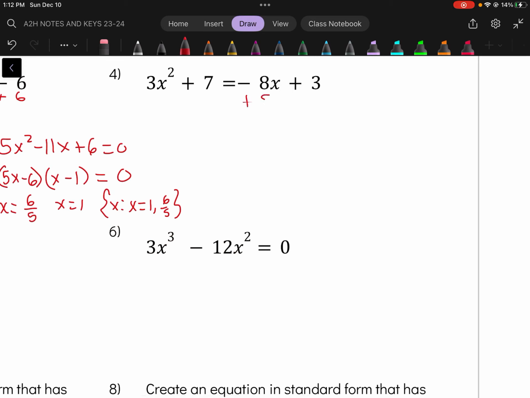All right, a couple more. Hopefully this one you saw it was going to be 3x plus 8x plus 4 when you subtract 3 and add 8x to each side equal to 0.